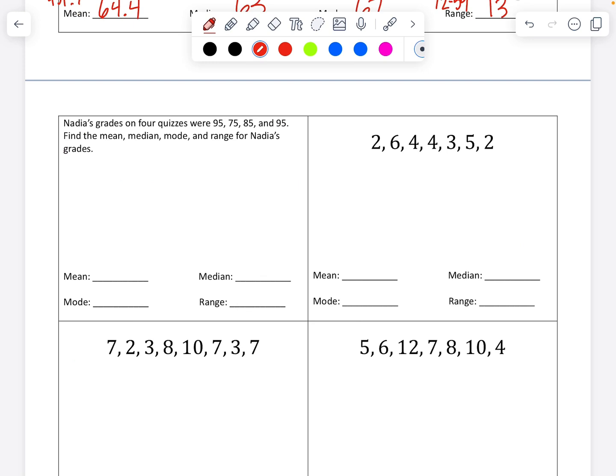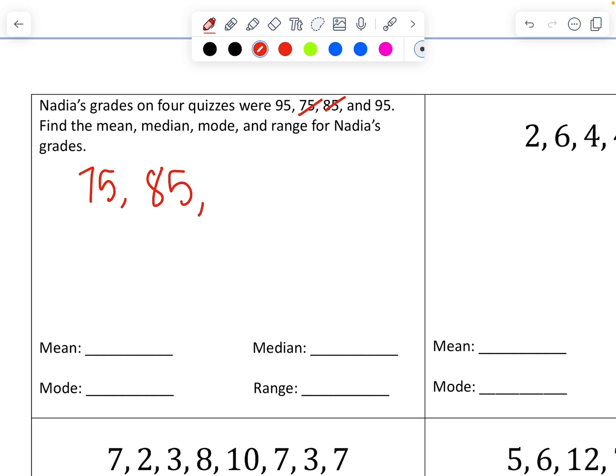All right. I'm going to start by putting them in order from least to greatest. So I have 75 and 85. Then I have 95 and 95. All right, to find the mean, I'm going to add them up, and then I'm going to divide by 4, since there's 4 numbers. So 75 plus 85 plus 95 plus 95 is 350.